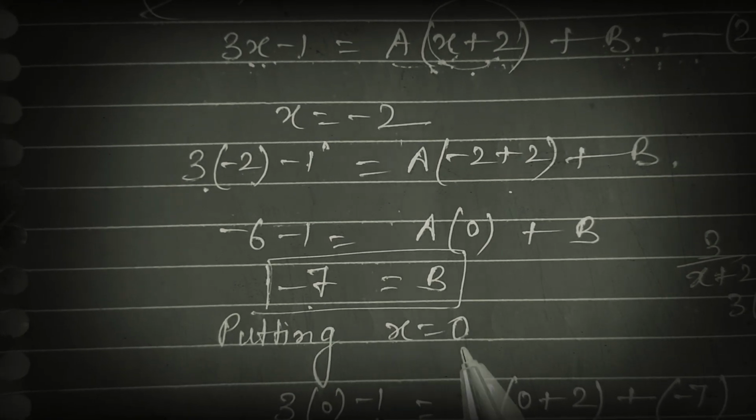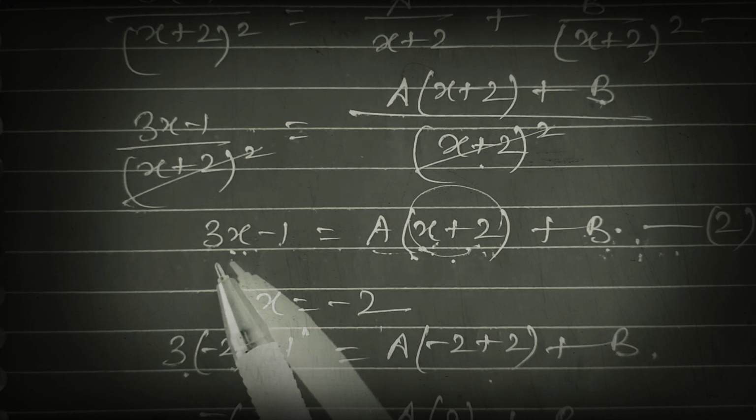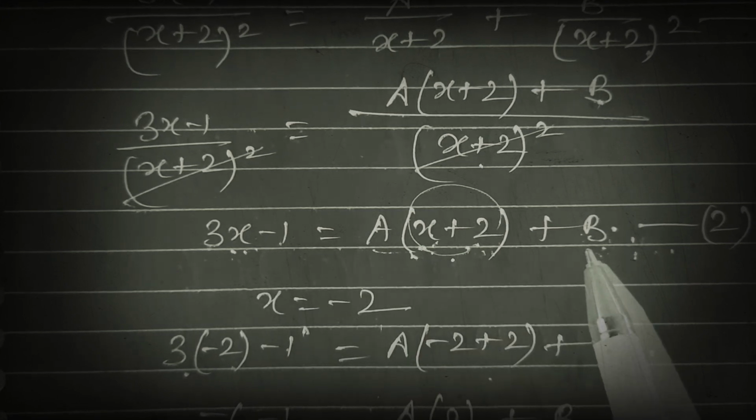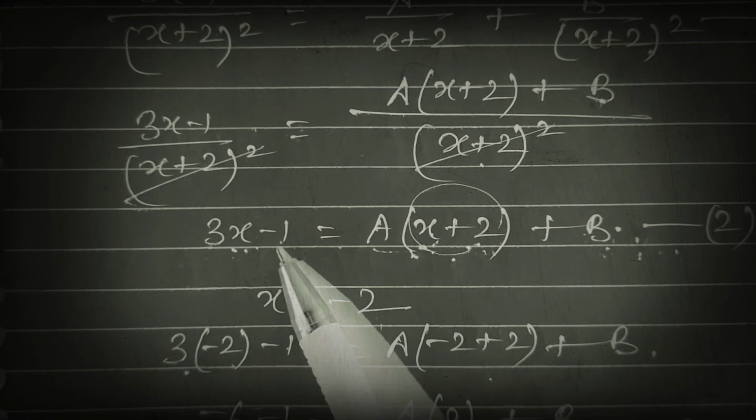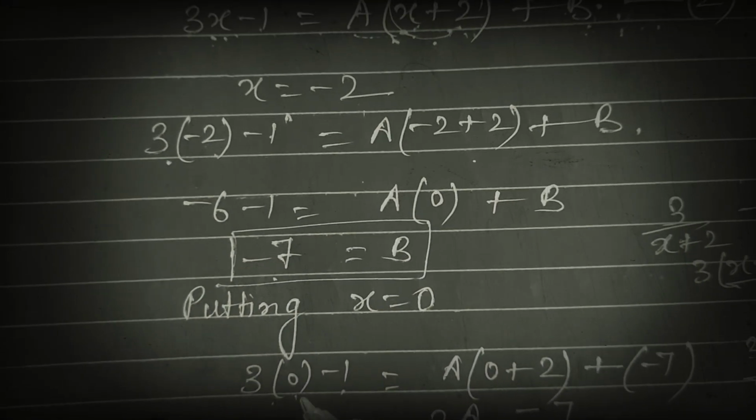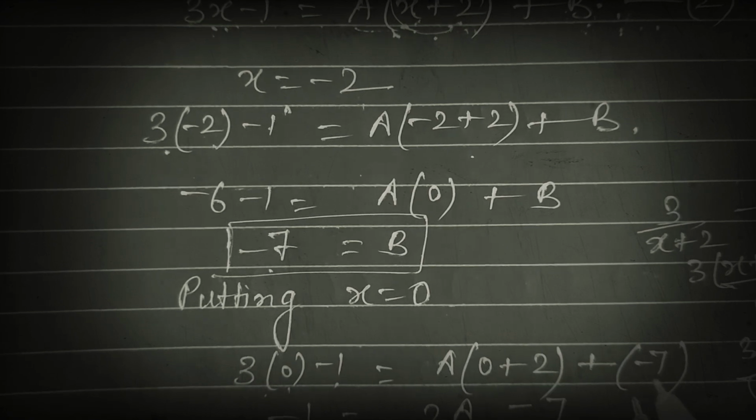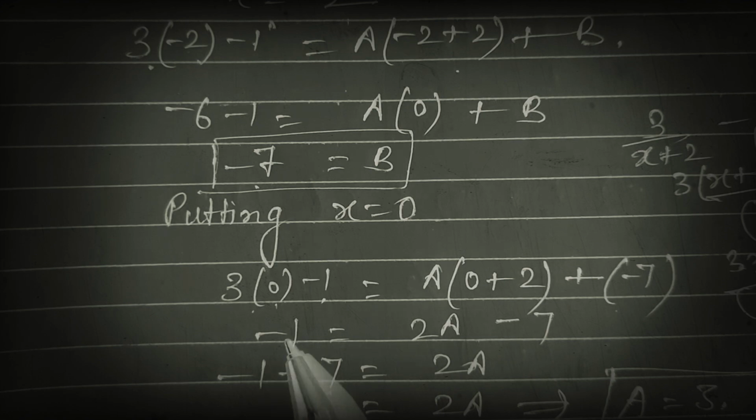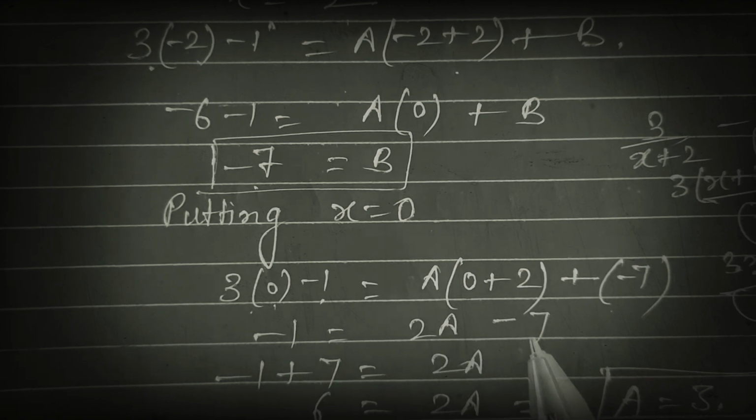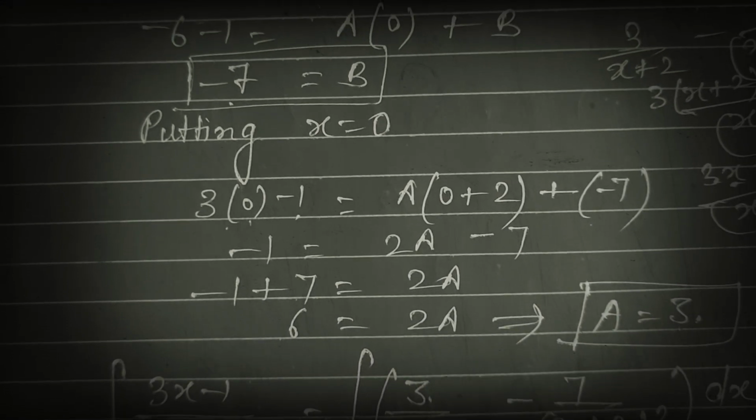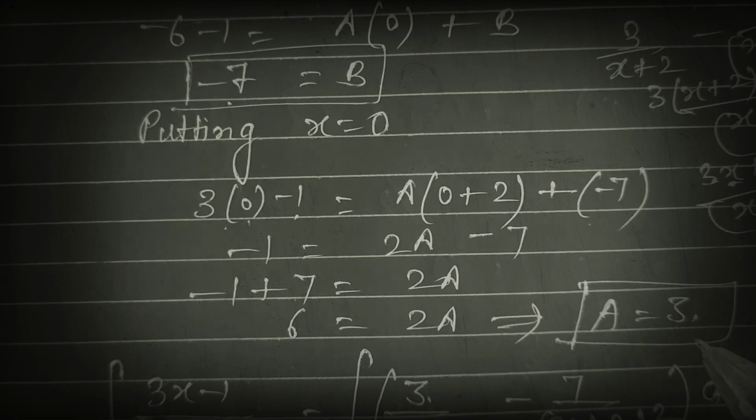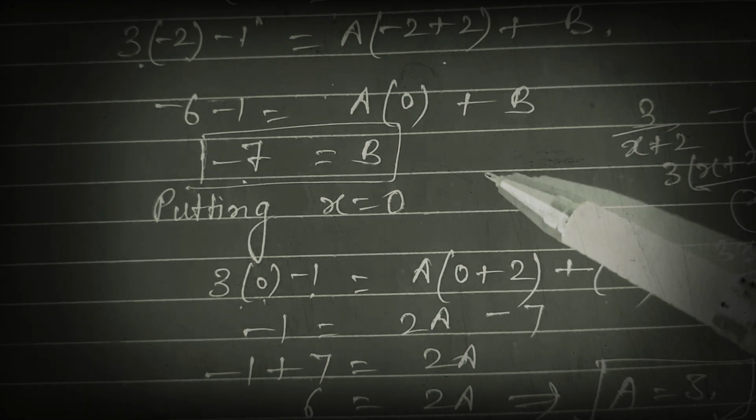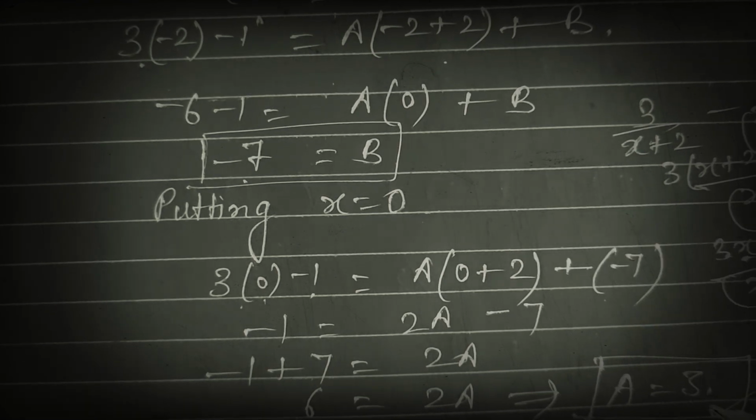So by putting x is equal to 0 on both sides, it will be 3 into 0 minus 1, a into (0 plus 2) plus b. So 3 into 0 minus 1 is equal to a into (0 plus 2) plus minus 7, as the value of b is minus 7. So minus 1 is 2a minus 7, then we will get a is equal to 3. The value of a will be 3 and the value of b is minus 7. b is minus 7, a is 3.